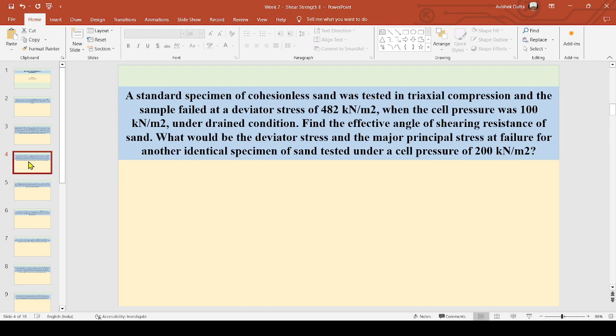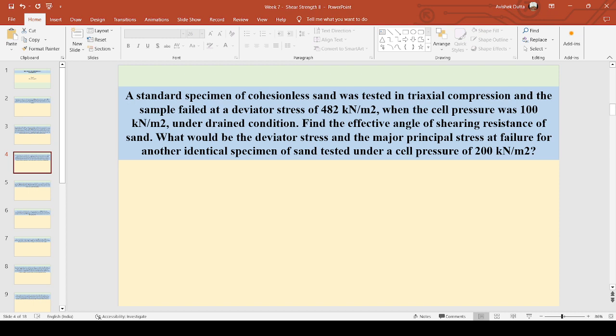A standard specimen of cohesionless sand was tested in triaxial compression and the sample failed at a deviator stress of 482 kN/m² when the cell pressure was 100 kN/m² under drained condition. Find the effective angle of shearing resistance of sand. What would be the deviator stress and the major principal stress at failure for another identical specimen of sand tested under a cell pressure of 200 kN/m²?